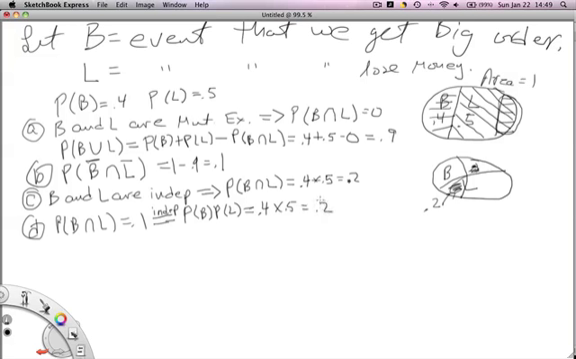Now notice that we've just formed a nonsensical statement. We're saying 0.1 is equal to 0.2, and that can't be the case. So somewhere we made a mistake. Where did we make a mistake? Well, we made a mistake in assuming independence. Since these numbers are not equal, we conclude that B and L are not independent. And that's this problem.